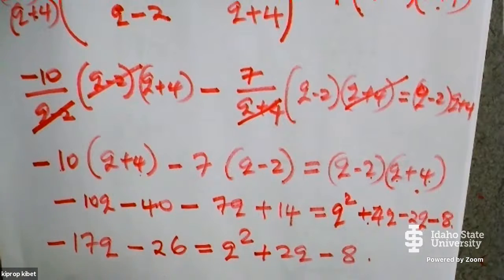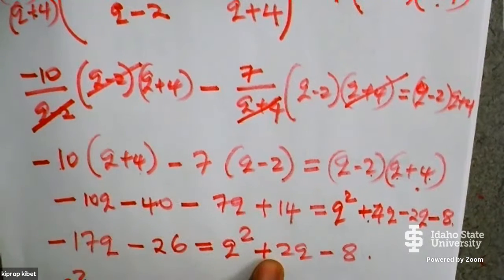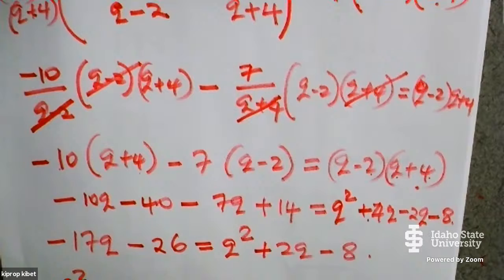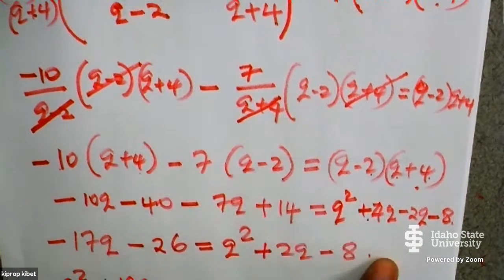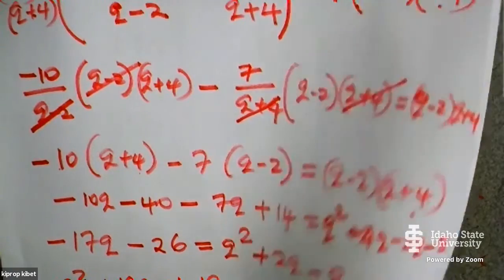Simplify again. So you can take everything to the other side. So what do you remain with? q squared. So you take minus 17q to the other side, plus 17q, plus 2q is what? 19. So plus 19q. Take this one to the other side. Minus 8 plus 26. You get plus what? 18, right? Equals 0.